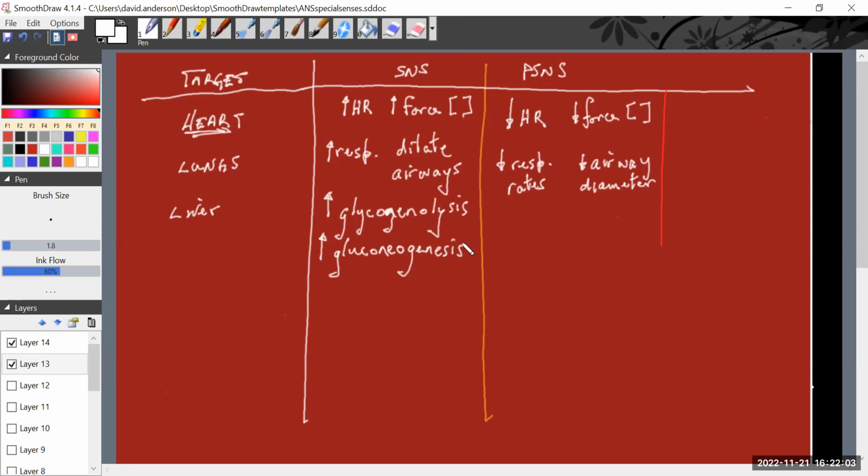So what about the parasympathetic division? What do you think it will cause the liver to do? The opposite to this one. It would cause the opposite to this. What would that be called?